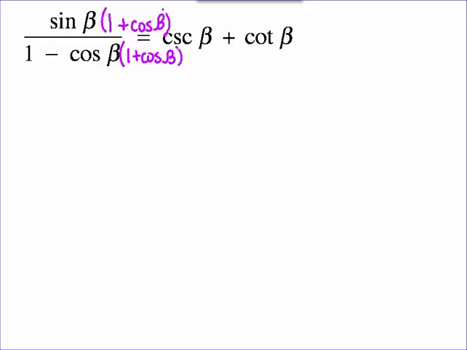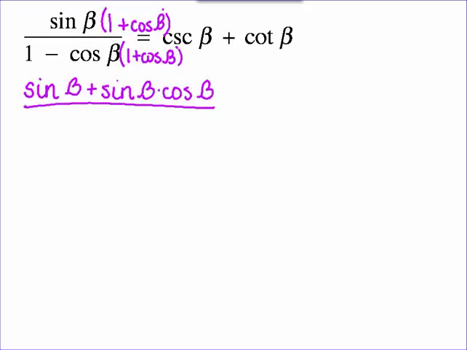And so in looking at this, I'm going to go ahead and distribute sine to each. So I end up with sine beta plus sine beta times cosine beta. And what am I going to divide that by? 1 minus cosine squared beta. How did you get that on the top? I distributed sine to the one and then to the cosine.